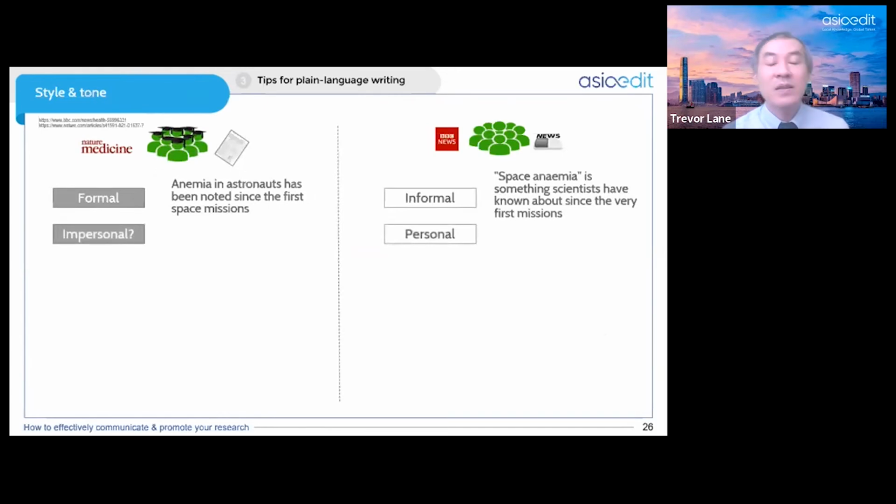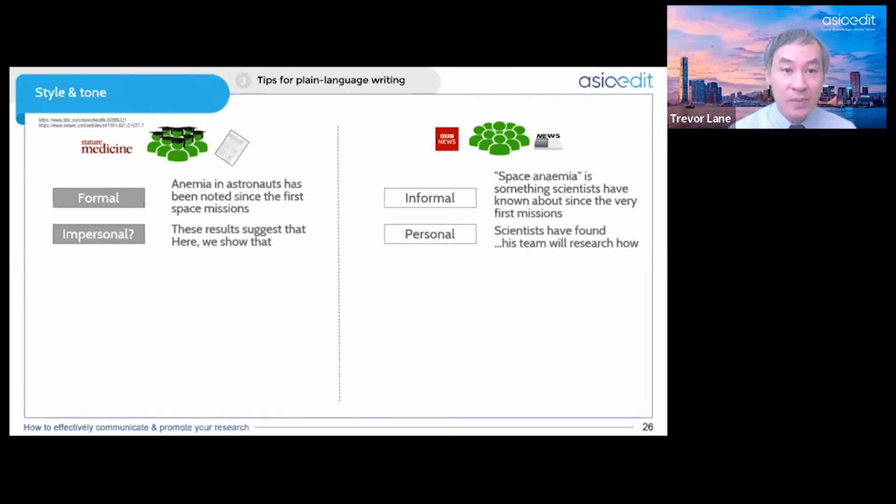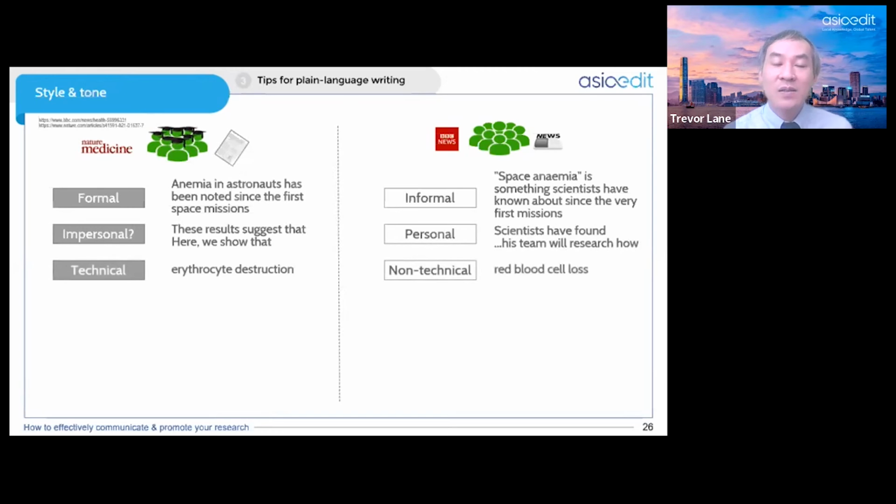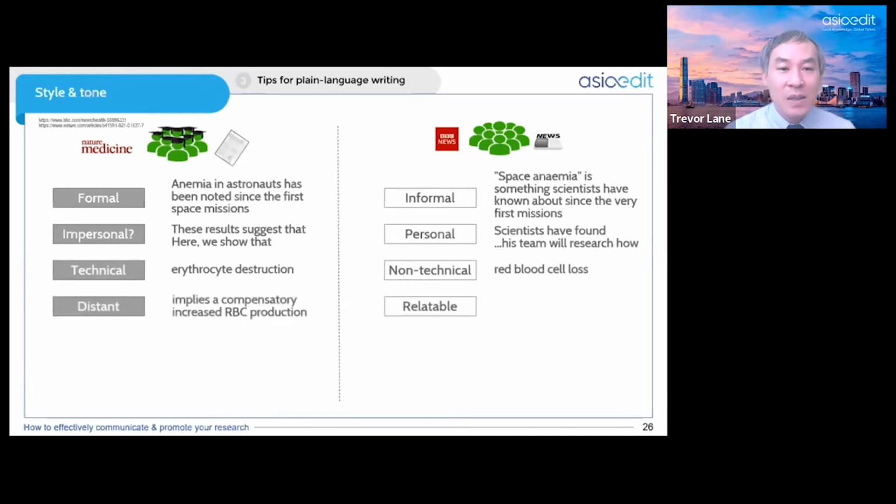Personality is going to be impersonal in academia, personal in news. So these results suggest, but sometimes the authors do talk about themselves. Here we show that, but in the news story, it's going to be about the researchers, the scientists, the team. So again, the personal aspect, the emotional aspect of the research team. Technical academic work would have jargon and long technical words. Non-technical would have simpler versions. Erythrocyte destruction becomes red blood cell loss. Distant versus relatable. So something implies a compensatory increased red blood cell production.